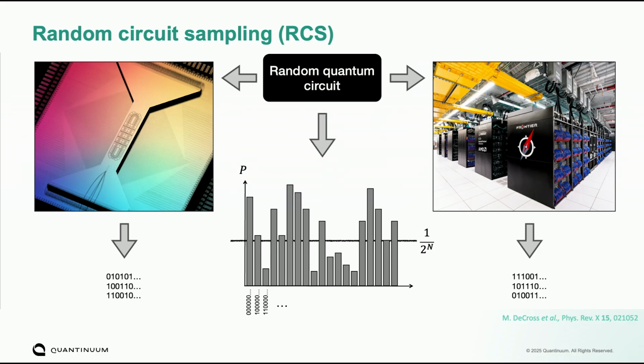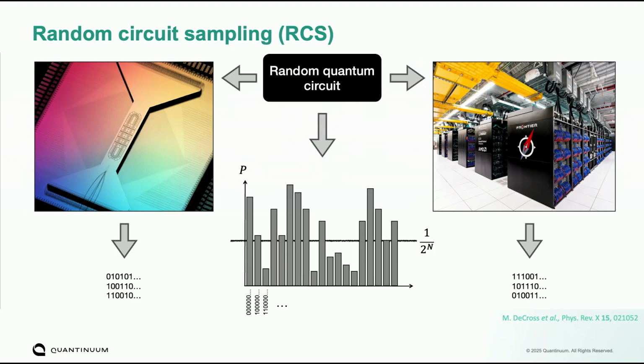Most of us are familiar with this, but in case you're not, very simply put, we can perform some random circuit on our quantum computer and then measure the result. For n qubits, we get n zeros or ones out of the measurement, and there are 2 to the n possible results of that measurement.